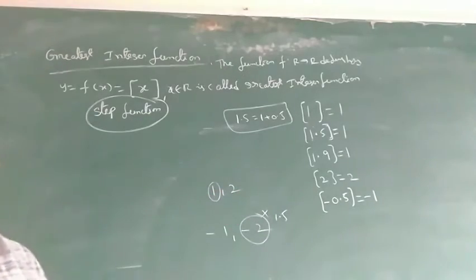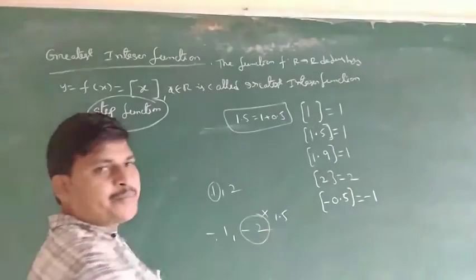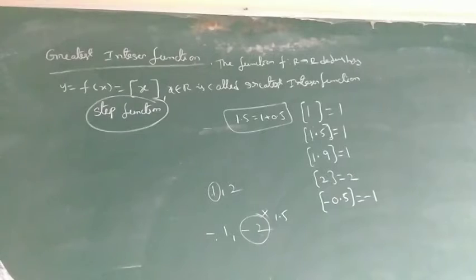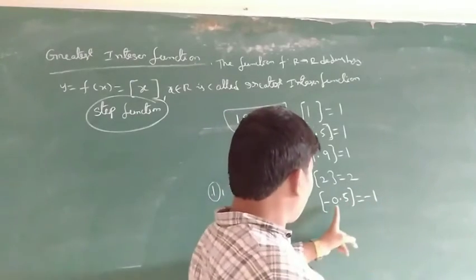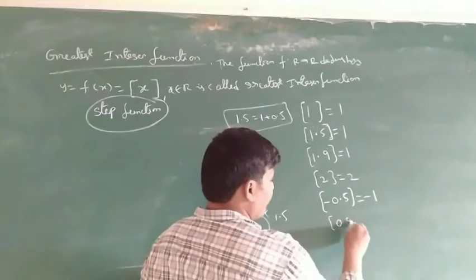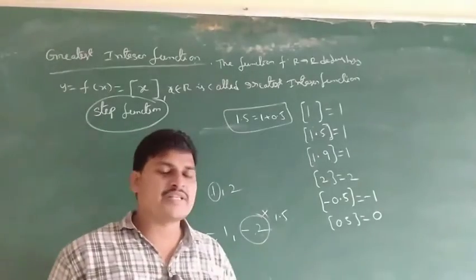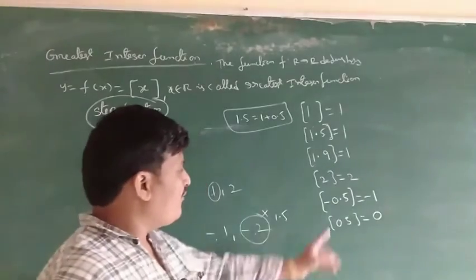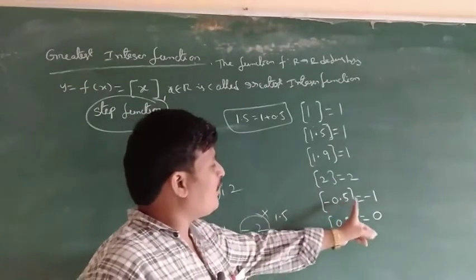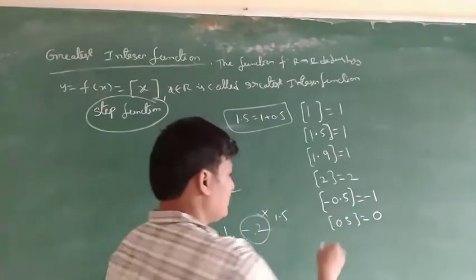Between 1 and 2, which one is the small value? 1 is the small value. Between minus 1 and minus 2, which one is the small value? Minus 2 is the small value, not minus 1. So step of positive 0.5 is equal to what? 0 plus 0.5, 0 is the integer value, so 0. In the same way, step of minus 0.5 is equal to what? Not 0, it is minus 1.